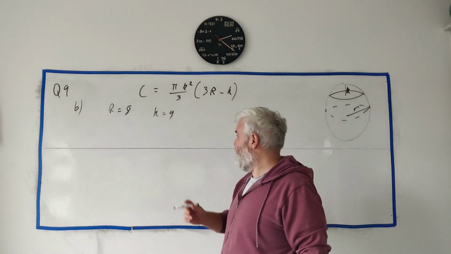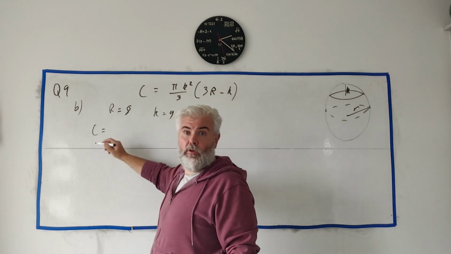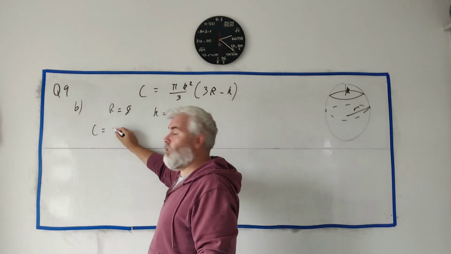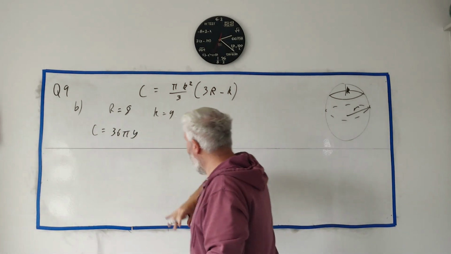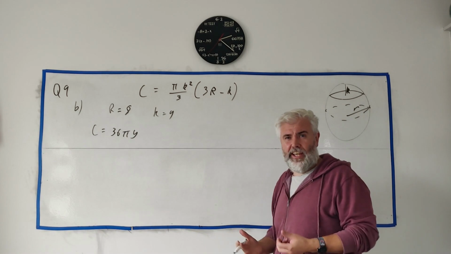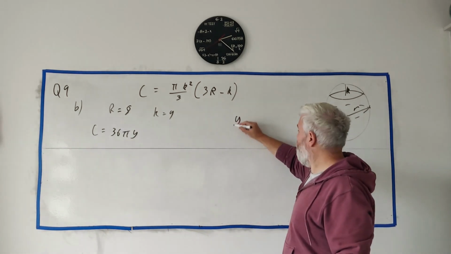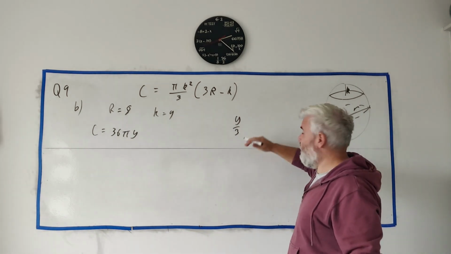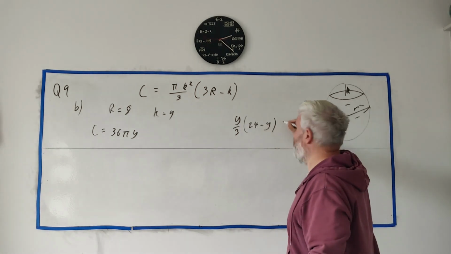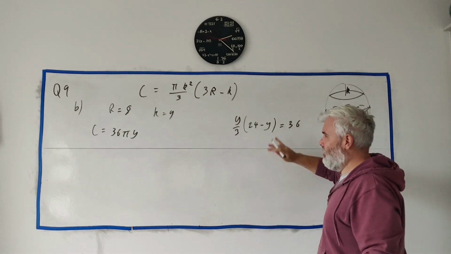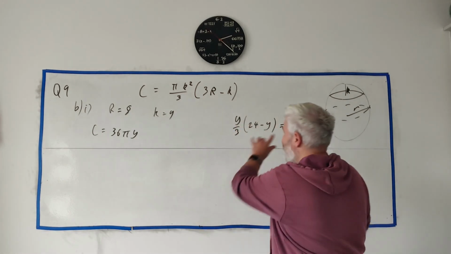And they tell us the answer, the volume, or C, is equal to 36 pi y. Basically they want us to solve this, put it all together, and they tell us what the answer will look like. They want us to get a function out of this: y over 3 times 24 minus y is equal to 36. So this is part 1. And part 2, then we're just going to go ahead and solve that. So let's get to this first.